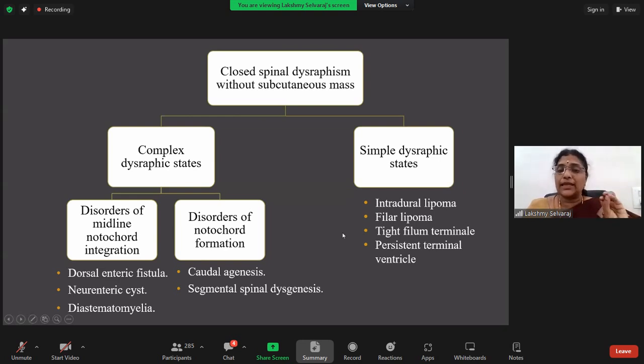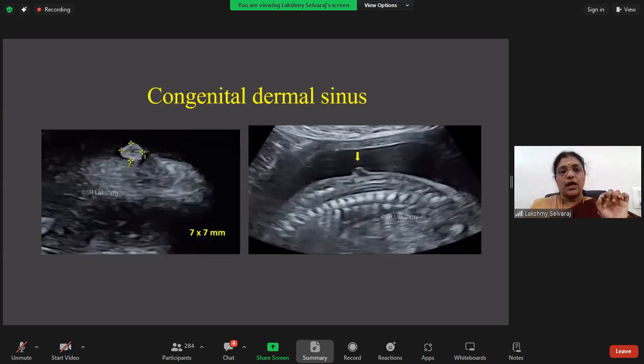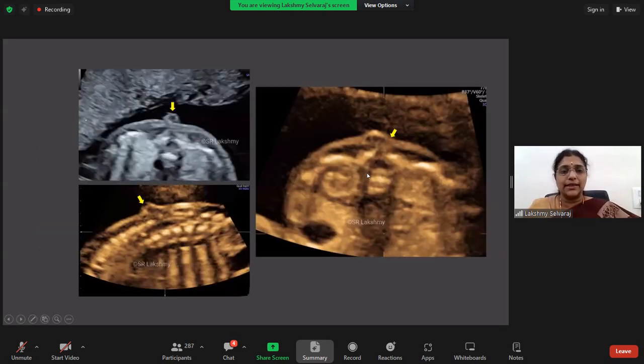Now we'll come to the prenatal, because all this spectrum cannot be identified prenatally. We will just stick to what can be identified prenatally and what the relevance of identifying closed spinal dysraphism in utero is. The first thing is the congenital dermal sinus. What you see here is a subtle subcutaneous swelling, and once again we reiterate the importance of amniotic fluid surrounding the spine. That's very important; only then can you identify these subtle swellings.